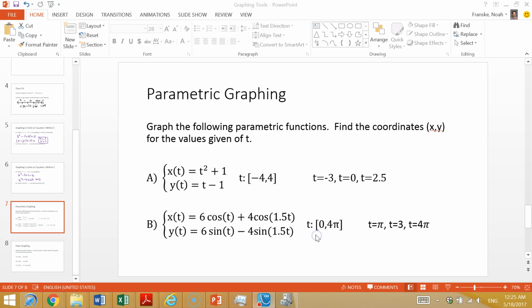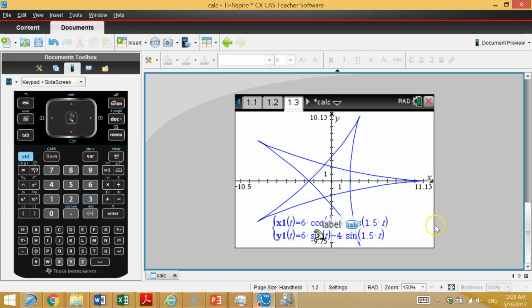And once again, we can trace to find those points. I'm not going to go through that. But this actually has to do with a cycloid. If you have a circle within a circle and you trace a point as the circle rolls inside the other circle, it ends up creating this star shape, which I think is pretty cool. So, a little bit of parametrics. Now let's take a look at a polar graph.